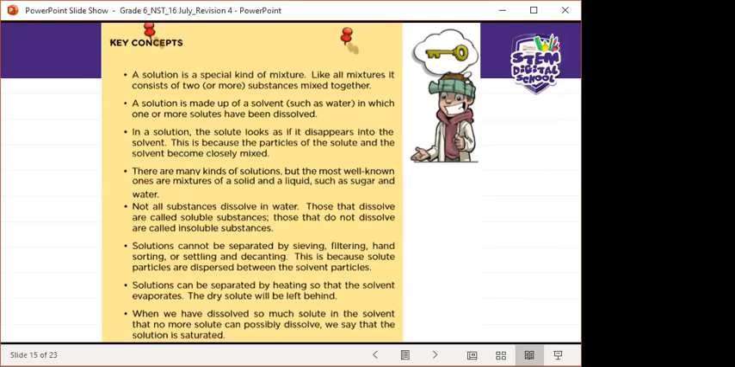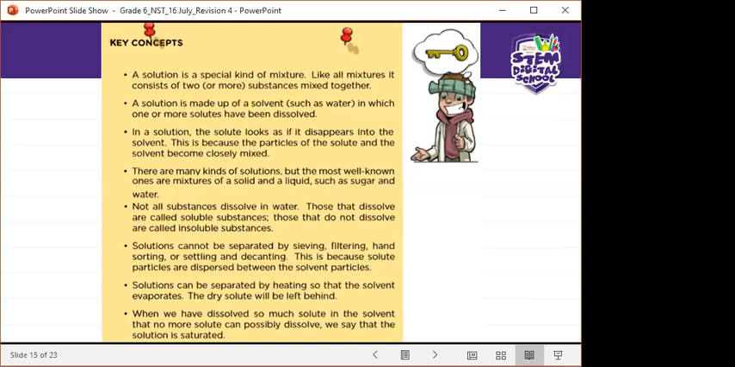There are many kinds of solutions, but the most well-known ones are mixtures of a solid and a liquid, such as sugar and water. Then the next point reads, not all substances dissolve in water. Those that dissolve are called soluble substances, and those that do not dissolve are called insoluble substances. So those are the examples that you guys just gave me now. Yeah?